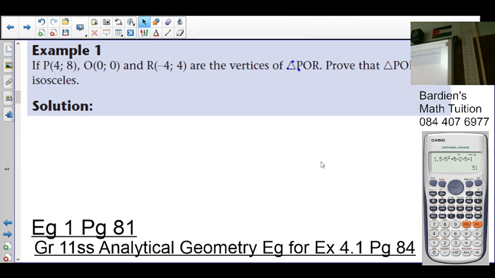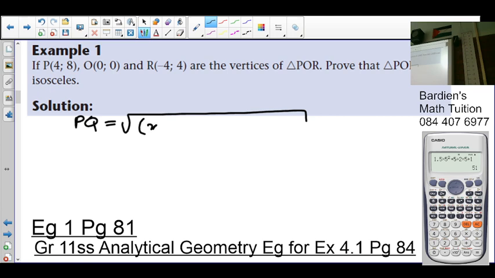People, what is isosceles? Two sides or two angles are equal. Now we're not talking about angles here. We're talking about the distance formula that needs to be used. So we're going to work out the distance. We must prove that at least 2 of the 3 sides are equal. So let's go with the distance of PQ. We say PQ is equal to the square root of x2 minus x1 squared plus y2 minus y1 squared.